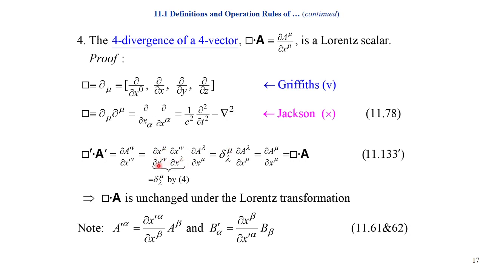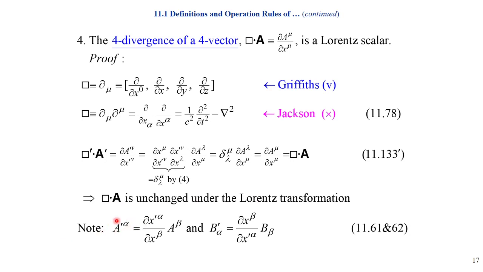So these two, once again, cancel. Eventually, we got a connected delta, mu lambda, mu lambda. As we sum over lambda, only when lambda equals mu do we get a value. So this one is divergence A. Therefore, divergence A is unchanged under Lorentz transformation. Therefore, they are Lorentz scalar or Lorentz invariant.